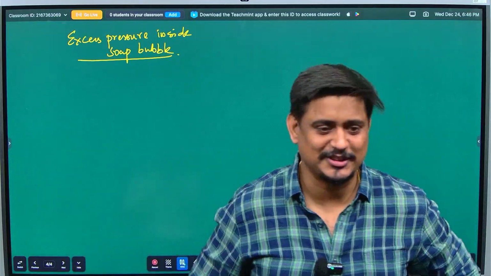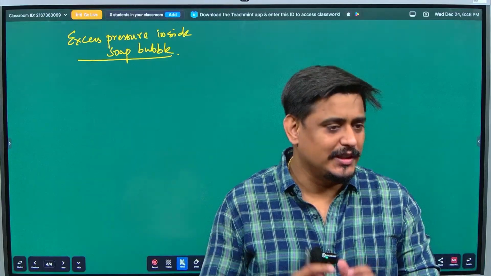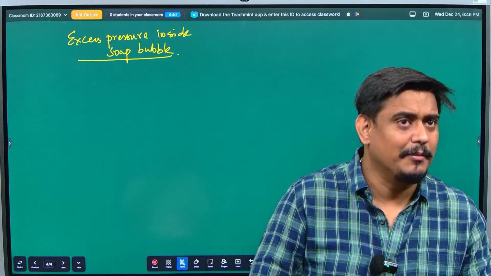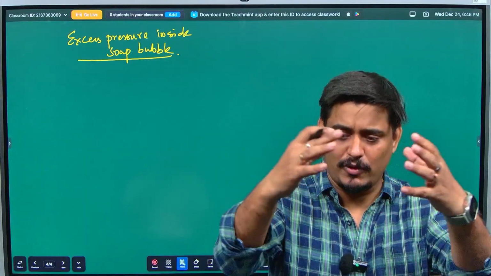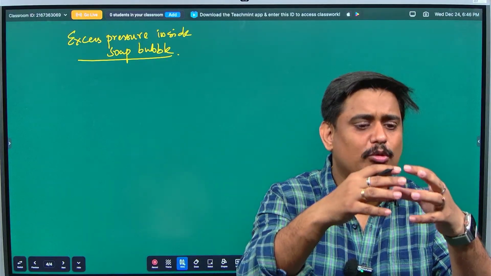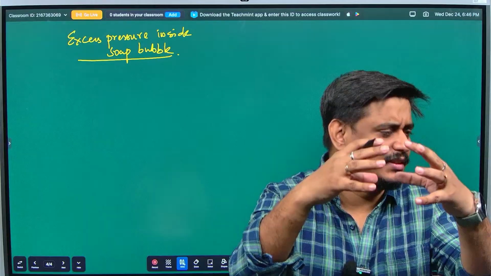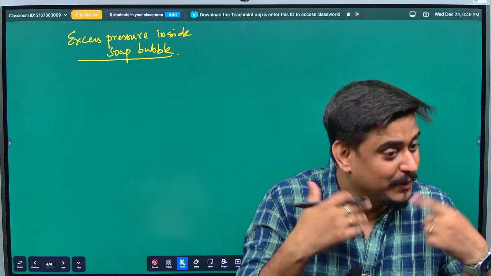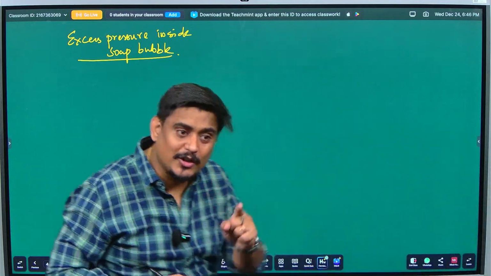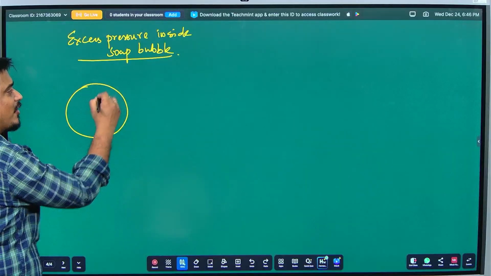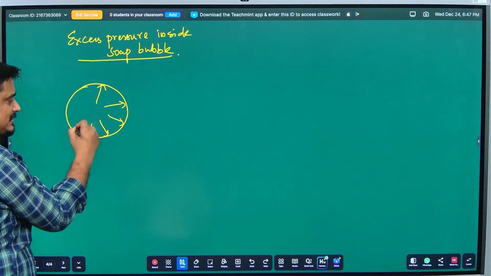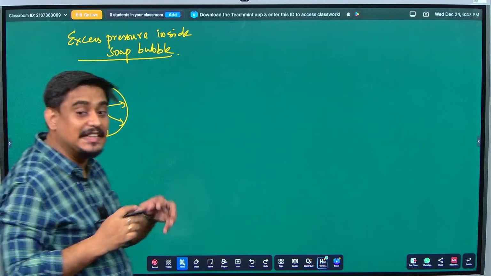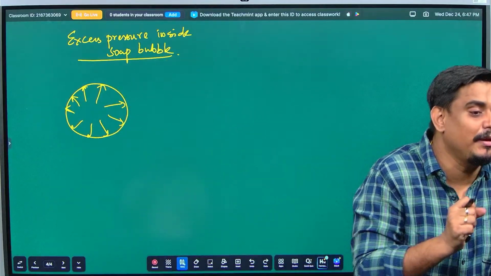Because the topic is excess pressure. Very good. Actually, you cannot notice it with the naked eye because it's a very micro phenomenon. But what happens when the bubble is coming out of that stick? The bubble slowly expands, and then it bursts because it won't be able to expand further. Why is it expanding? Because there is a pressure acting on this bubble from inside. Are you getting my point or not? This property is creating some excess pressure inside the bubble, which is trying to make it bigger.